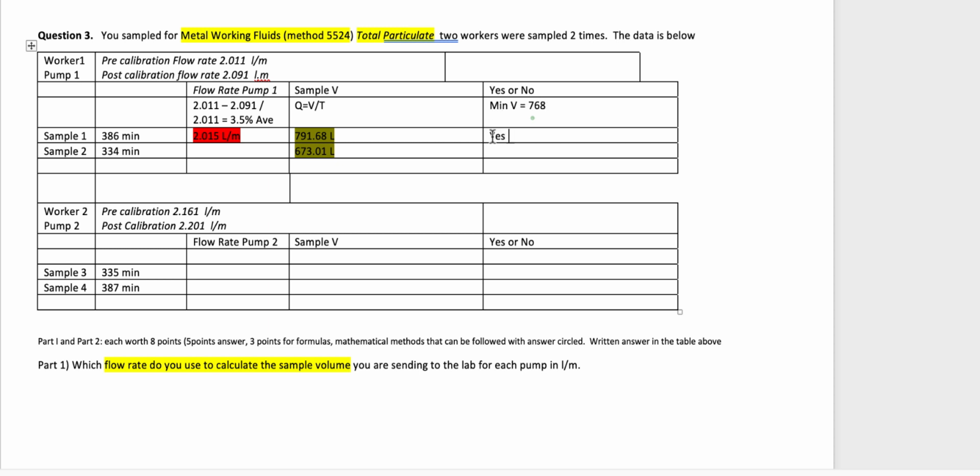So yes, in the method. No. And this gives us the answer to part 1 and part 2.